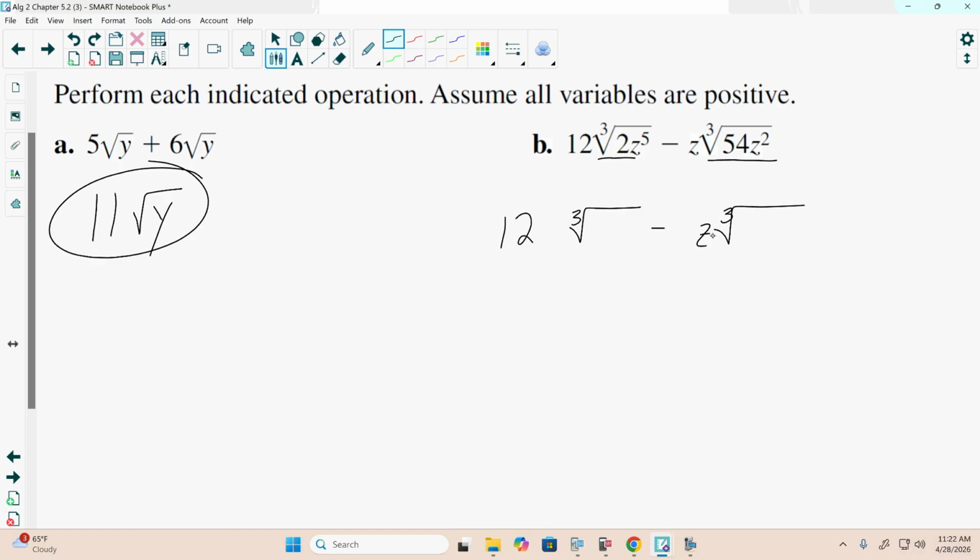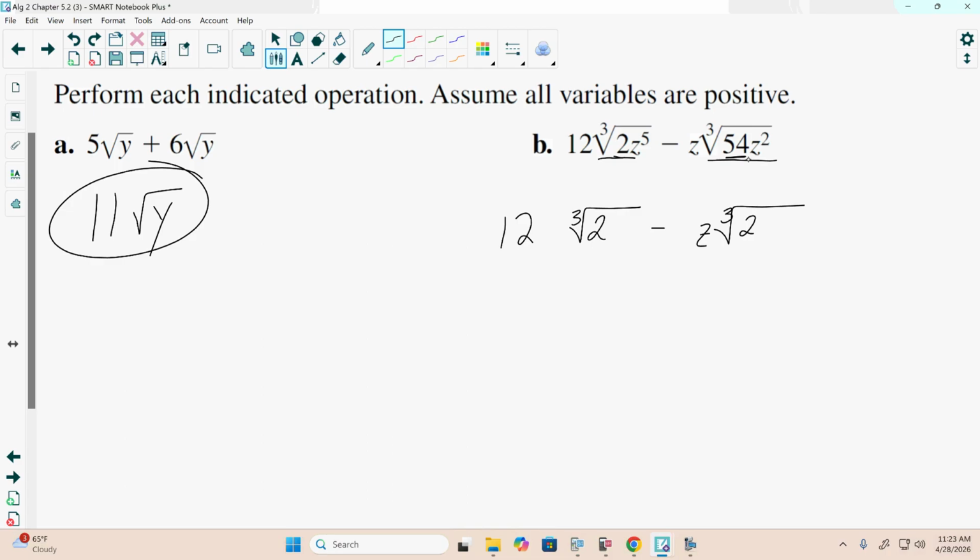Let's look at what's inside each one first. Inside the first cubed root, we have the cubed root of 2. There's no way I can take a cubed root of 2. It's as simplified as it gets. Which means that this other cubed root should also have a 2. Because that's the only way we can subtract them, if they both have 2's. Which is telling me I'm going to have to do something with 54.